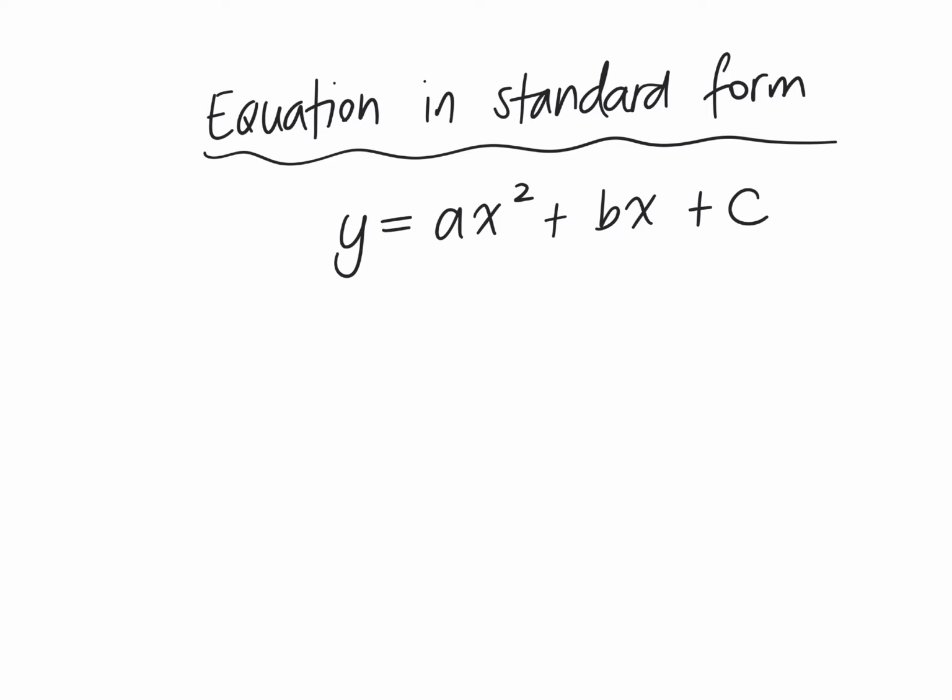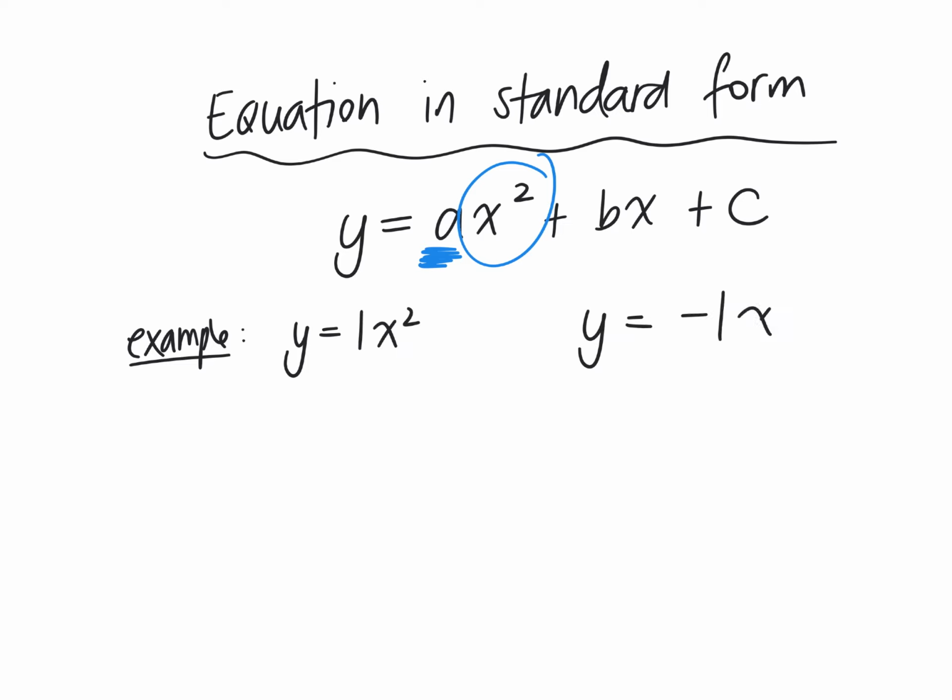Do you remember when we were doing the graphs on Desmos and we looked at whatever number was in front of the x squared term? For example, if we had y equals 1x squared, or y equals negative 1x squared, do you remember what this coefficient, the number in front of the x squared term, told us about the parabola? If it was positive, what did it tell you? If it was negative, what did it tell you?